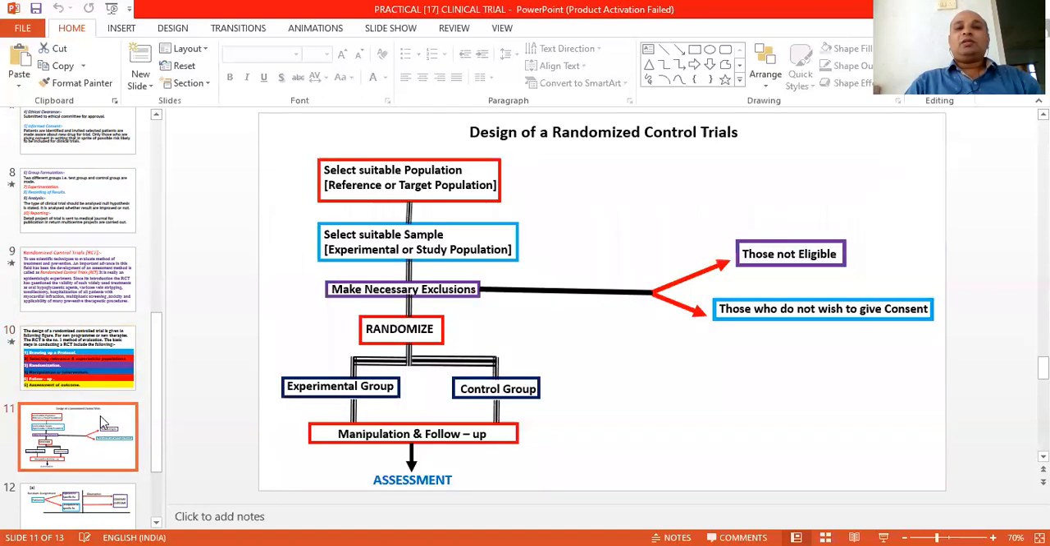Then the figure: design of randomized control trial. Select a suitable population: reference or target population, experimental or study population. Make a necessary exclusion, then randomize into experimental group and control group, manipulation, follow-up, and assessment. The necessary exclusions are those not eligible and those who do not wish to give consent.